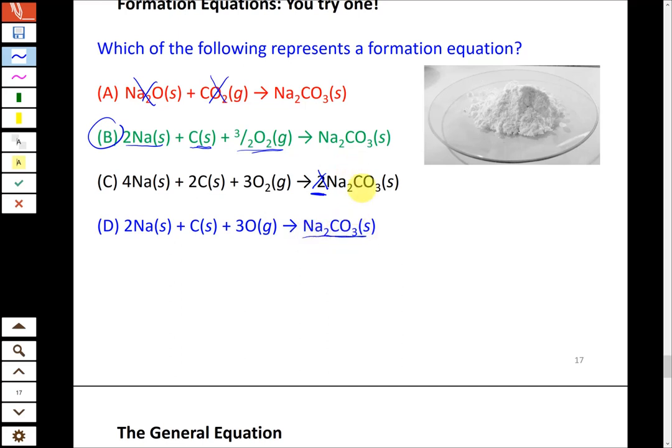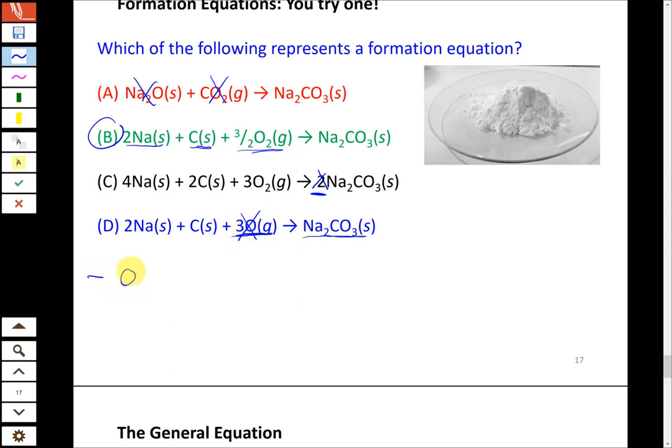And then finally for choice D, we're forming a compound. That's good, but what we notice here is that oxygen is not in its standard state. Oxygen's standard state is O2. It's one of the diatomic elements. If it's just written as O, it's not in its standard state, and so that would not be part of a formation equation. So choice B is the only one that works.